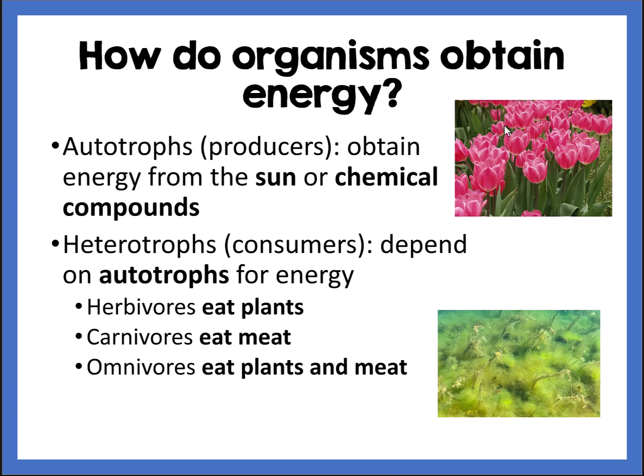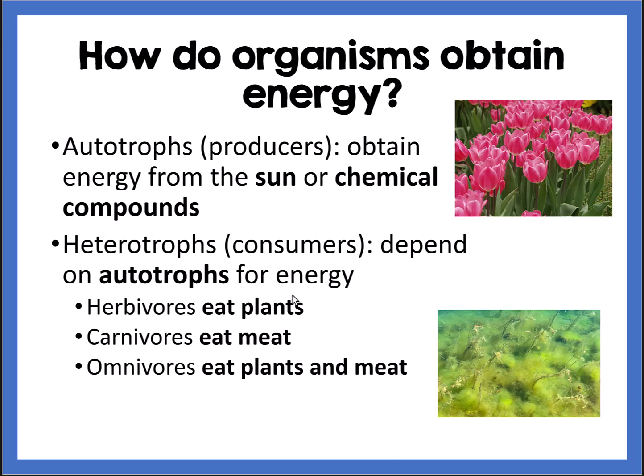And so a good way to remember this here is simply using our prefixes. Auto means self, so these organisms are able to self-produce energy. And heterotroph, hetero means other or different, so they need to get their energy from a different food source.